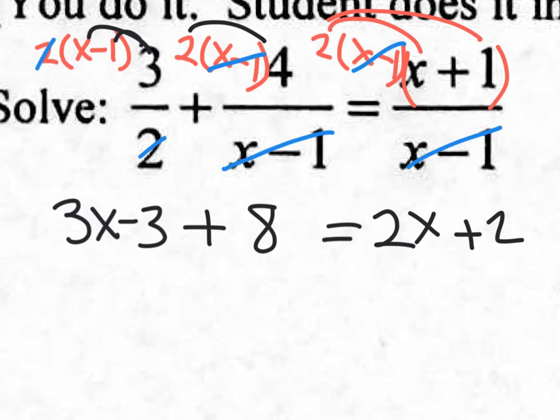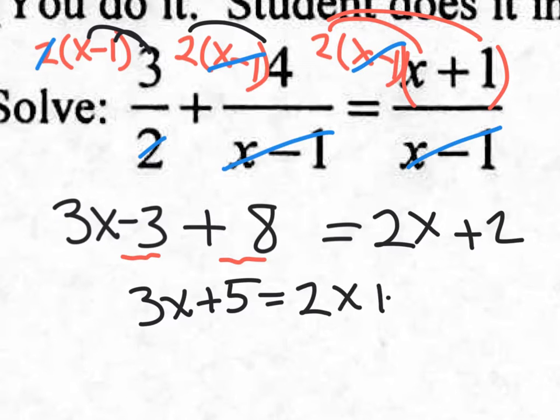You're not going to have to use a quadratic formula like on the other ones. So let's just move the x's. Well, let's combine any like terms first. This guy and this guy could be combined. Let me rewrite it. It's going to be 3x plus 5 equals 2x plus 2.